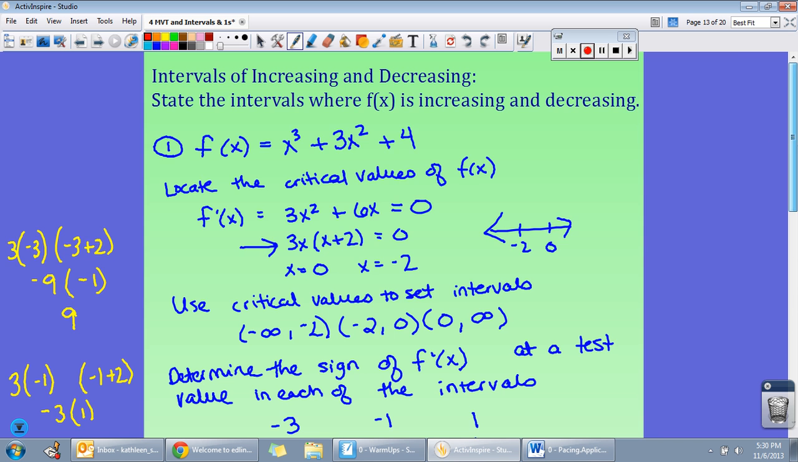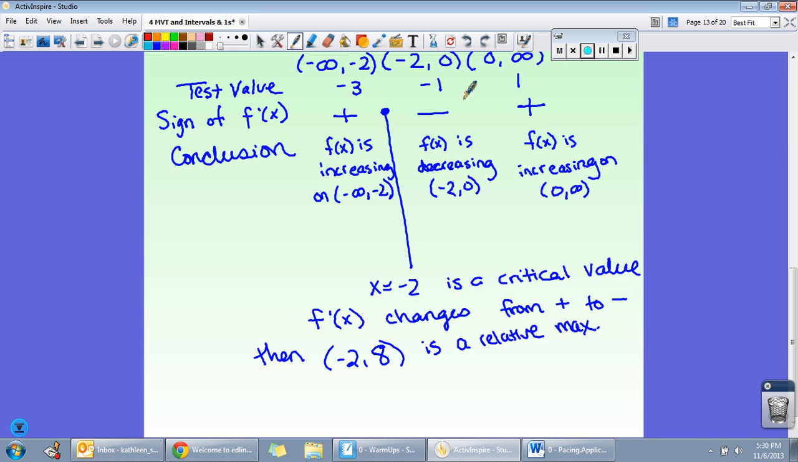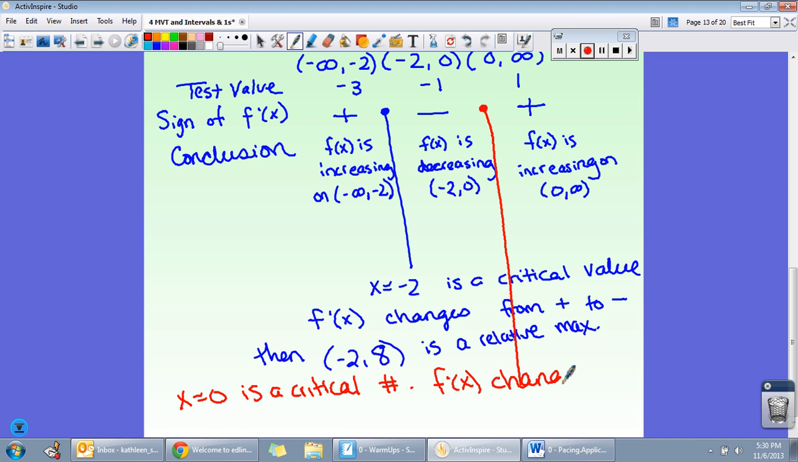On our problem over here, at 0, the slope changes from negative to positive. So we have x equals 0 is a critical number. f prime of x changes from negative to positive. Therefore, the point 0, 4 is a relative minimum.